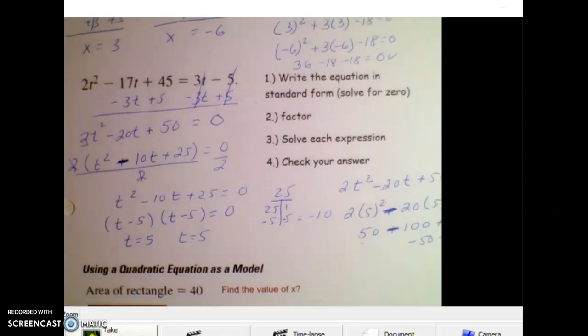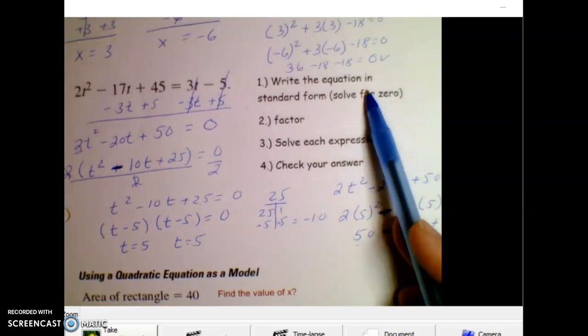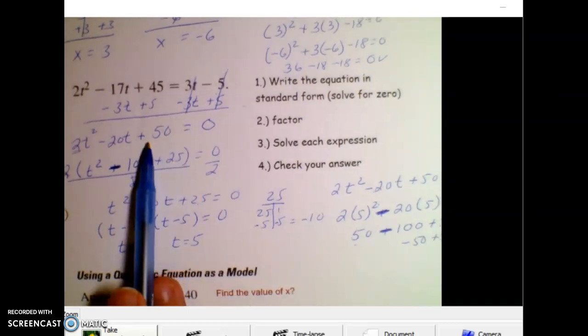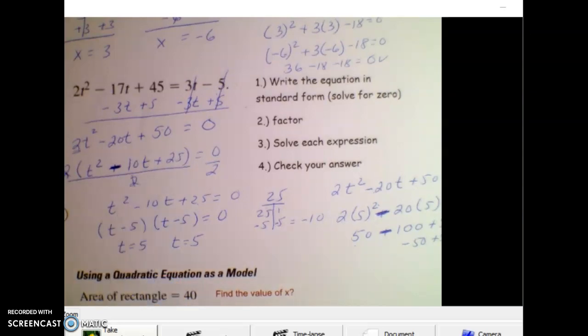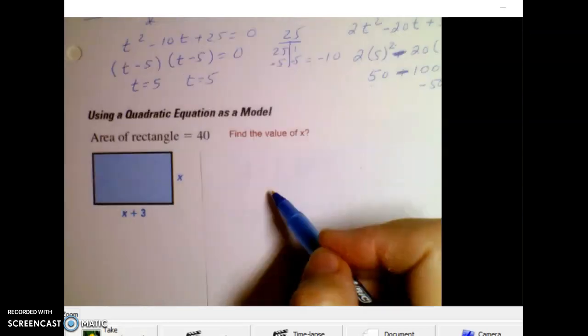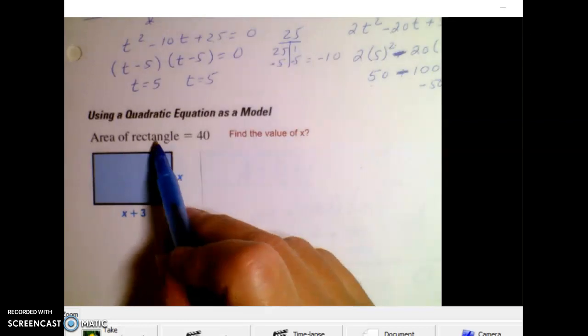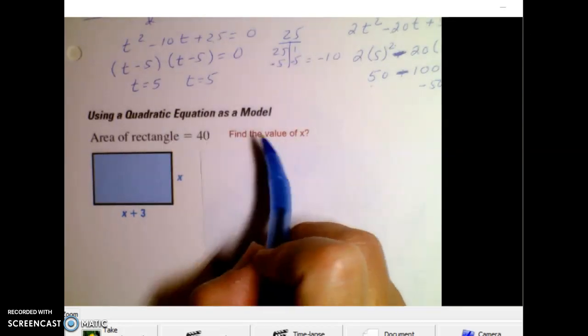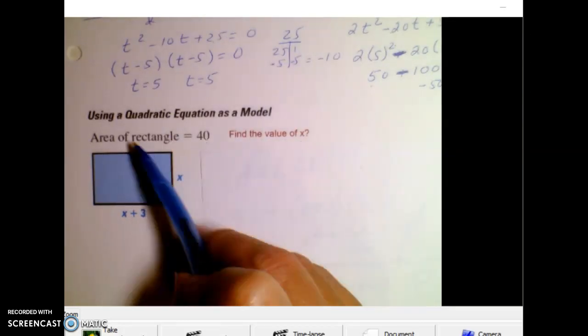So what did we do? We wrote the equation in standard form. So we converted it into standard form. Then we factored it. And then we solved it. And then we checked our answer. The last problem we're going to do is to find the value of x for this rectangle.